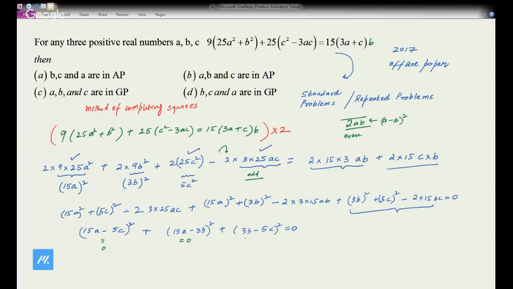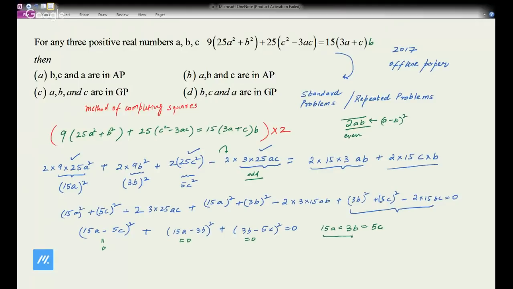This is equal to 0. And when this is equal to 0, so what you will get, 15a is equal to 3b is equal to 5c. Right? This is what you will get. Till now, we can still not say whether A, B, C are in AP or GP.